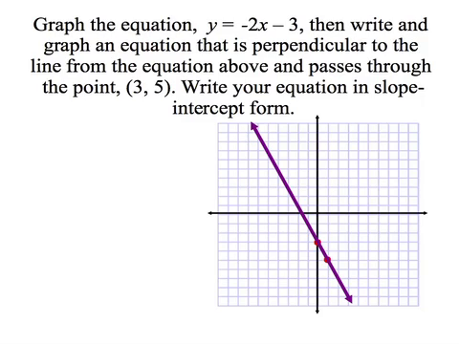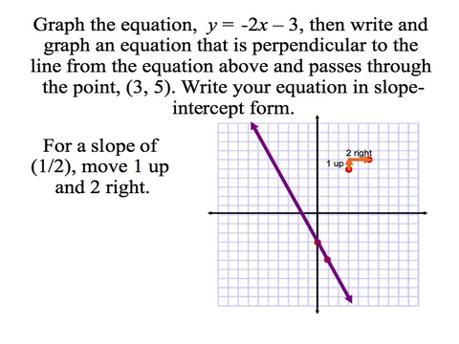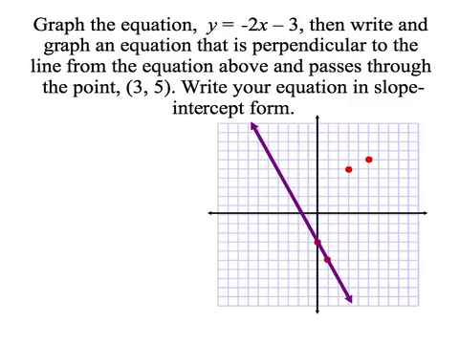Now we need to graph and write an equation for a line that passes through (3, 5). So we're going to graph (3, 5), and we have 1 point for that line. Now, since that line is perpendicular to the first line, it has a slope which is the opposite of the reciprocal of the first line. The first line slope was -2. The opposite of -2 is 2, and the reciprocal is 1/2. So from that point, we're going to go 1 up and 2 to the right for a slope of 1/2. Here are 2 points for our new line.